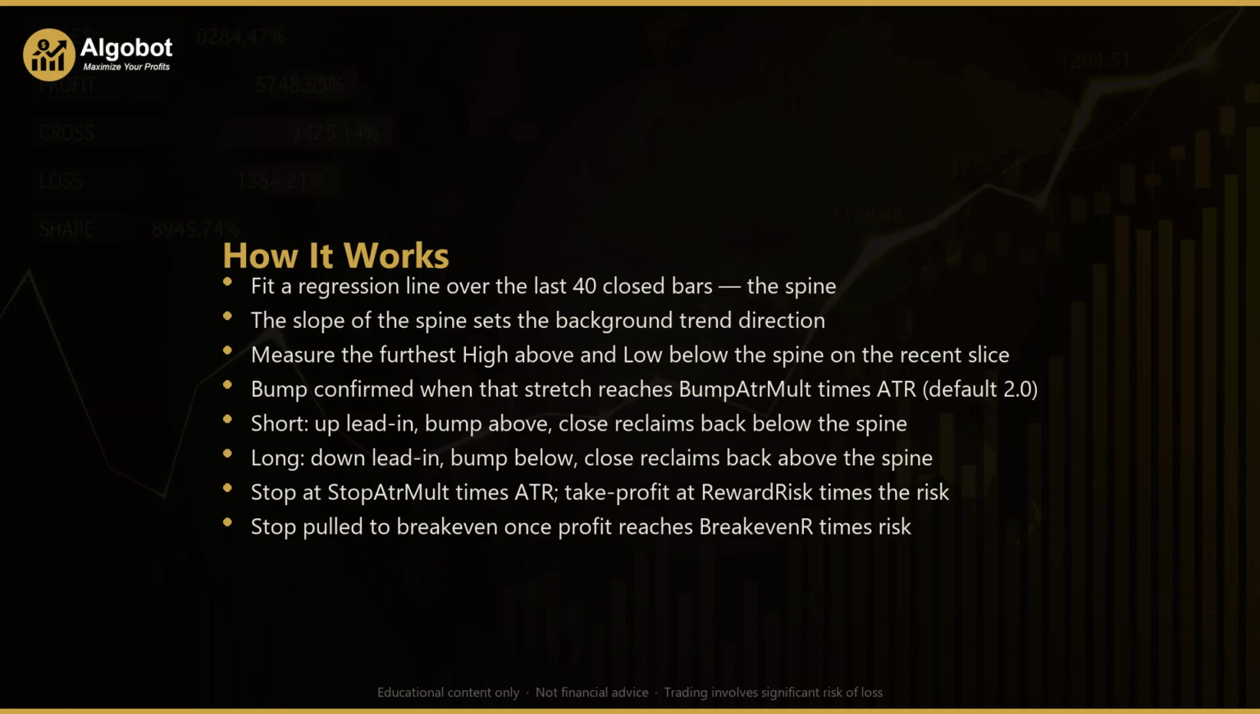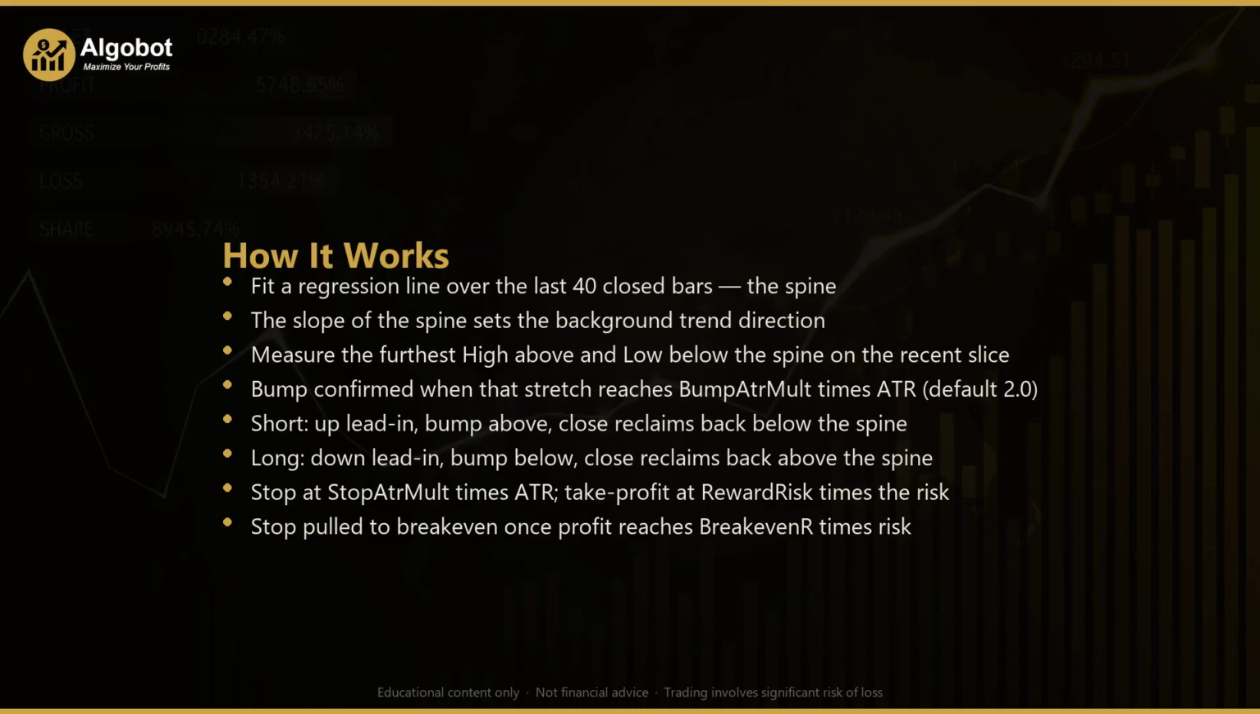The third step is the reclaim, and this is what actually signals an entry. For a short, the strategy detects a rising lead-in, a bump above the spine, and then the freshly closed bar closing back below the spine after the previous close was on or above it. That fresh cross downward through the line signals a sell. For a long, it detects a falling lead-in, a bump below the spine, and the freshly closed bar closing back above the spine after the previous close was on or below it. That fresh cross upward signals a buy.